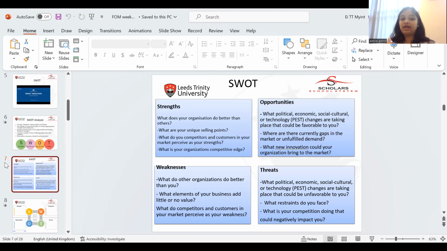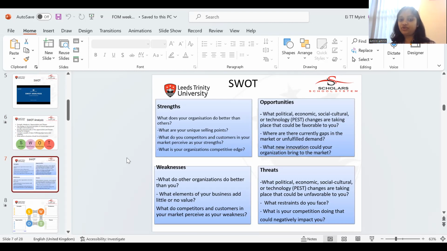You have to analyze it. It would cover your unique selling points. If you are planning to start a business, what are you selling? That would be your strength. What do your competitors and customers in your market perceive as your strength? What is your organization's competitive edge? All these things will be your strengths.